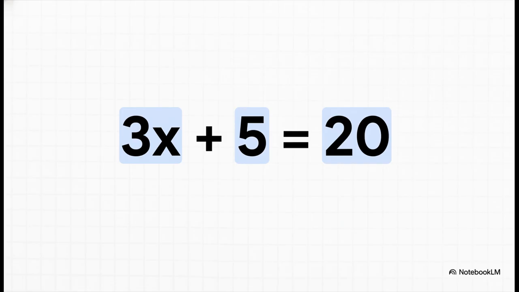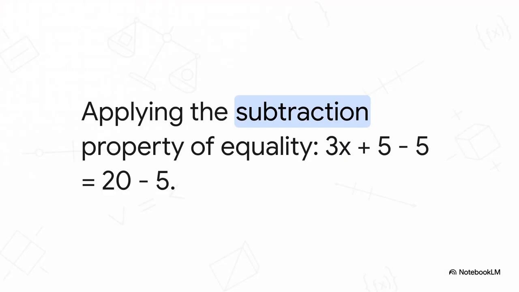We need to apply inverse operations to isolate our variable, and we have to keep those two sides perfectly equivalent while we do it. So let's execute that first inverse operation. We're going to subtract 5 from both sides of the equal sign. Why 5? Well, we want to completely undo that plus 5 that's attached to our 3x. According to the subtraction property of equality, whatever you subtract from the left side, you absolutely must subtract from the right side. That is how we ensure the equation remains perfectly balanced.